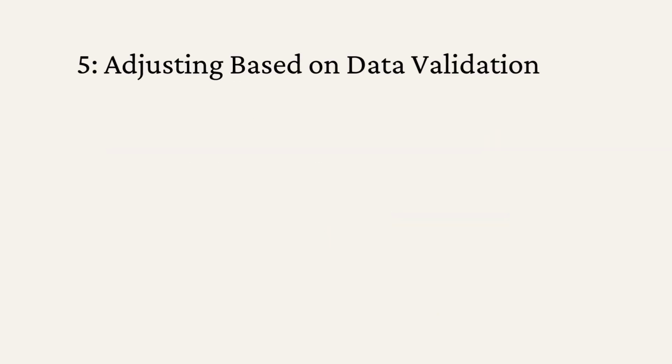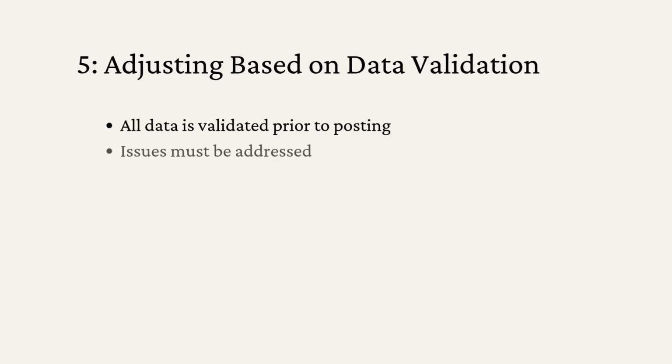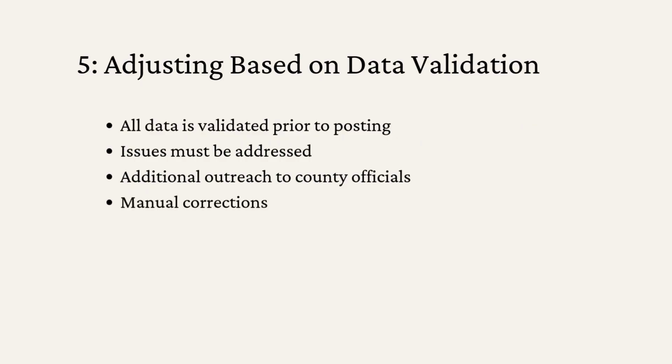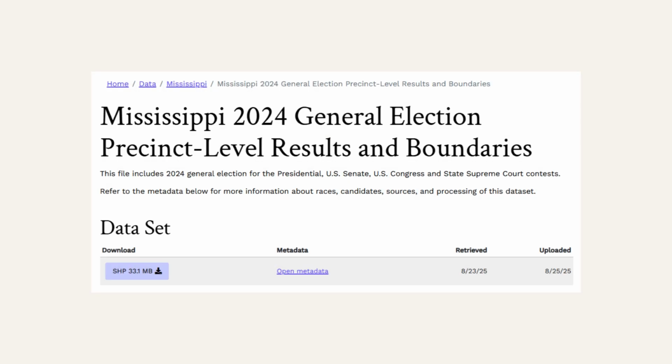Number 5. Making adjustments based on data validation. We validate our data prior to posting it, and sometimes that process can reveal a lot of issues. These issues need to be addressed, often by reaching back out to county officials and making manual corrections based on the information they provide. Once we've done all this, we have what we call a precinct boundary and election results file. This file is essential for drawing legally compliant maps and identifying gerrymanders.